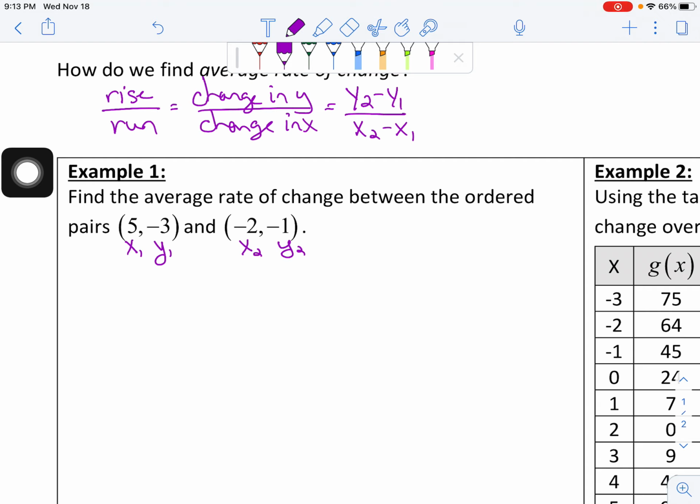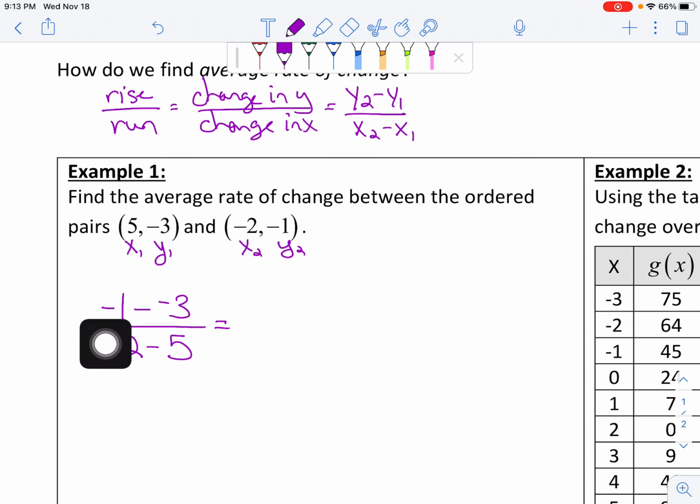I'm going to use this last part of slope here, where it's y2 minus y1 over x2 minus x1. You want to be really careful with your ordered pairs, making sure that the right y values go together and the right x values go together. So make sure you pay attention. So y2 is -1 minus y1 is -3. Yeah, we got a couple double negatives there. It's okay. x2 is -2 minus x1 is 5.